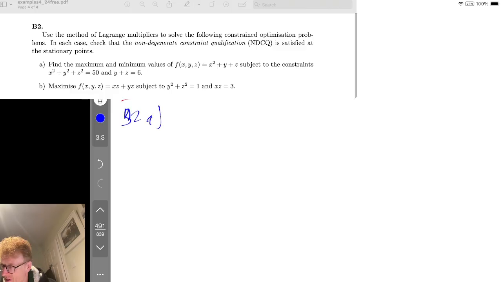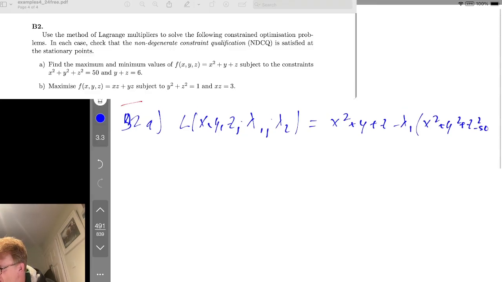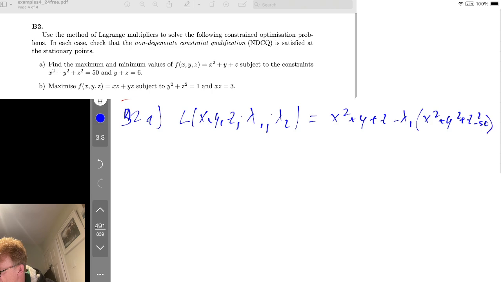B2A. We have the Lagrangian of x, y, z, lambda 1, lambda 2, which is x squared plus y plus z, minus lambda 1 times the first constraint, x squared plus y squared plus z squared minus 50, minus lambda 2 times the second constraint, y plus z minus 6.